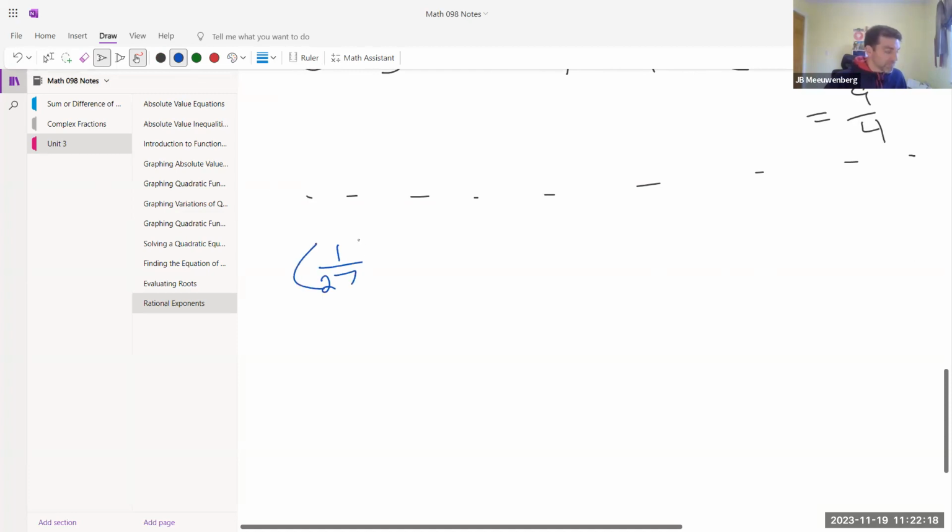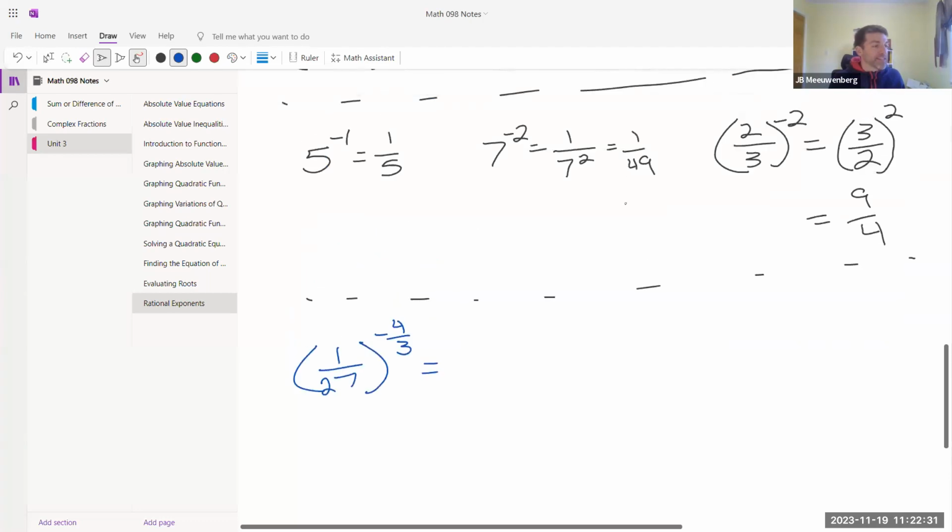1/27 to the negative 4/3. Can you try this? Can you guess based on what we just talked about? Can you figure out what you might have to do here? I'm going to keep going. I would apply this same idea that I did over here. I want this exponent to be positive, so I'm going to take the reciprocal of what's inside. What's the reciprocal of 1/27? It's 27/1, and you know that you don't even need to write the over 1. We're just going to say it's 27.